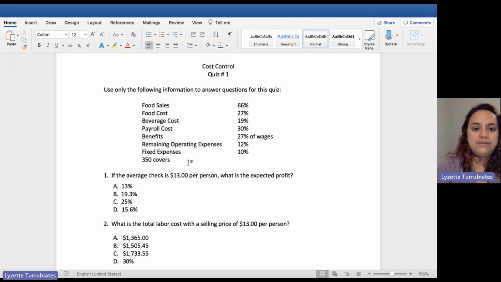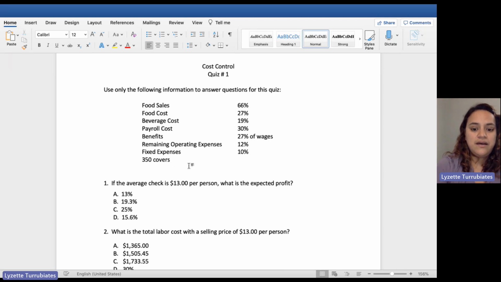So here I'm going to be adding in total sales. And the way that we calculate total sales, typically, like in your assignment, it gives you covers, and then it gives you the price per person. That's how you're going to figure out your total sales. So covers are essentially people that you're serving. So this would be 350 people. That's just the term that we use in the restaurant industry.